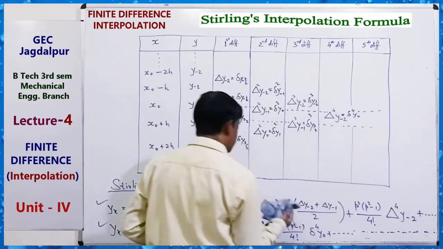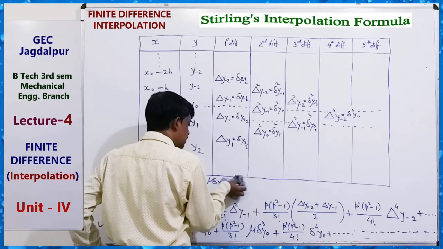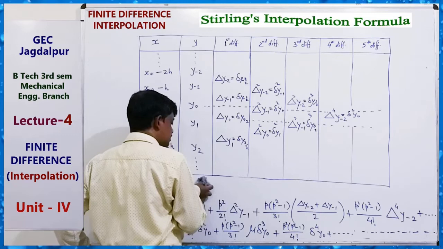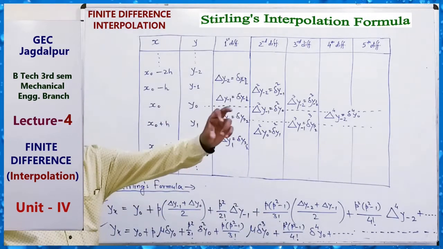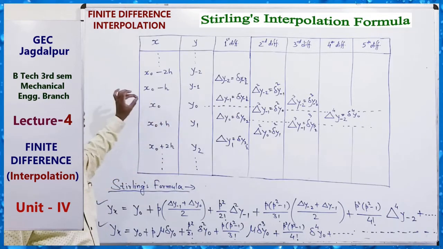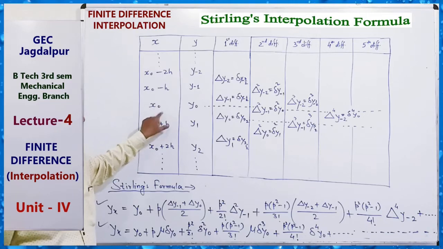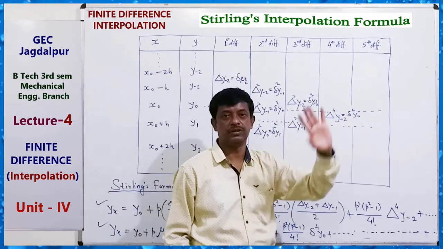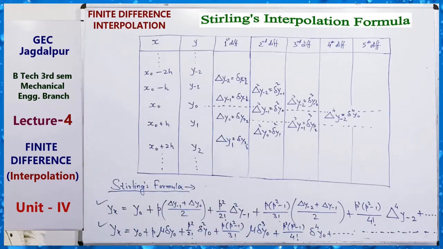interpolating the values of the function when the value of x lies central of the range of the values of x or central of the table. So if this is the origin point, then first y0, then average of this, then this, average of this, then this, and so on. This is the technique of writing the Stirling formula. Okay.